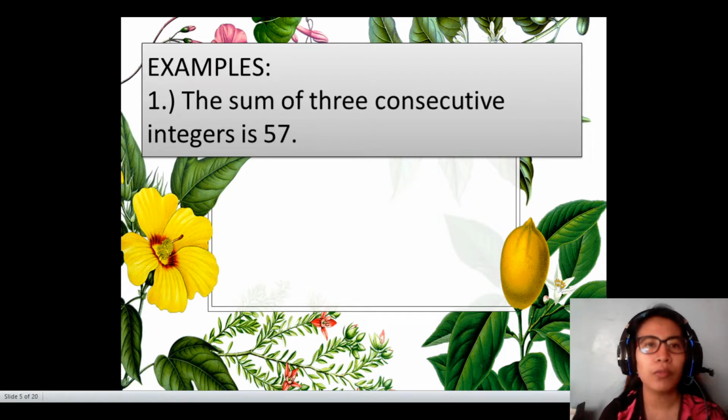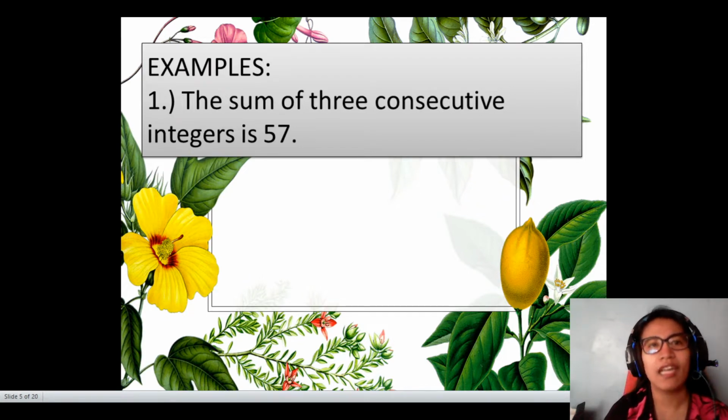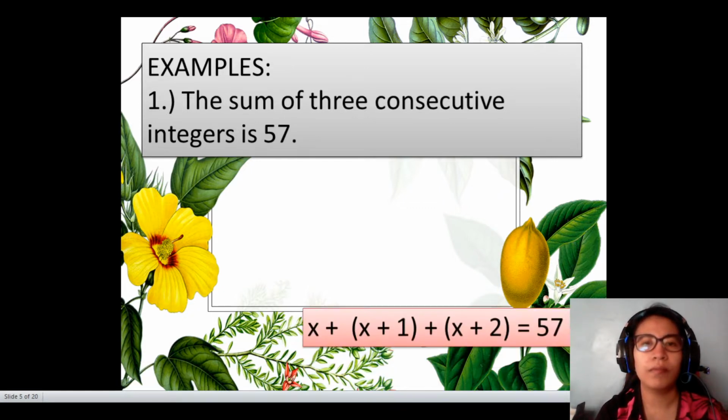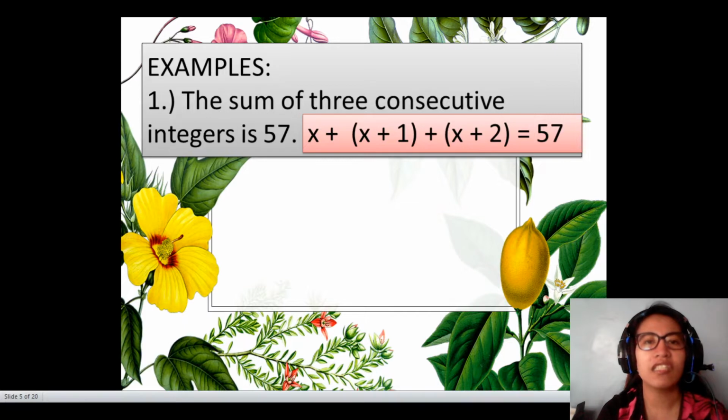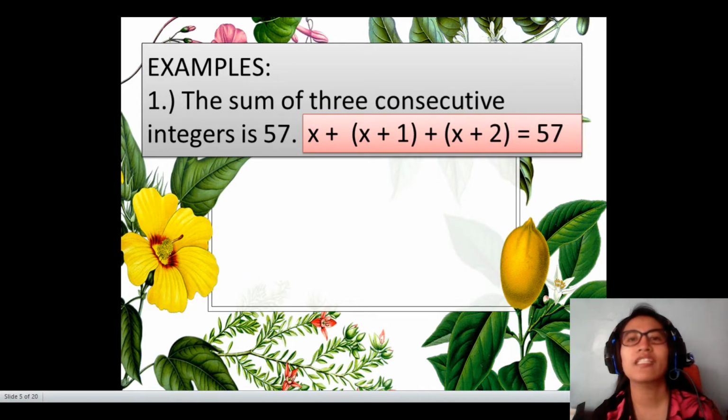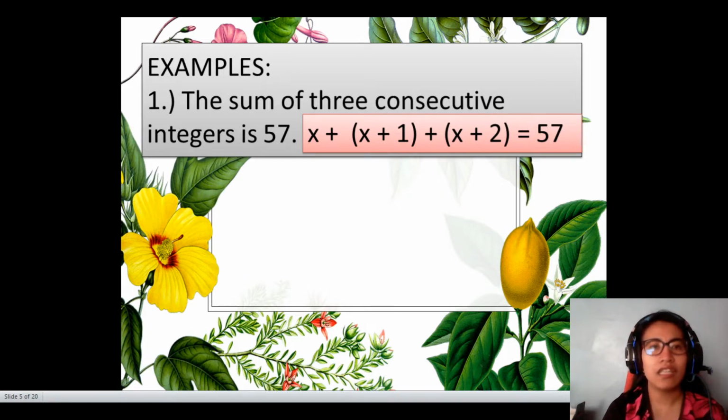So in solving math problems, we always use the words let x. So we will let x as our integer, and since it's 3 consecutive integers, we will start with x, then next is x plus 1, the next is x plus 2. So we have the 3 consecutive, and the word is means equal. So this is how it will look. Again, the parenthesis is there, it cannot be removed. So we have x plus quantity x plus 1 plus quantity x plus 2 is equal to 57. So that's how you translate this problem.